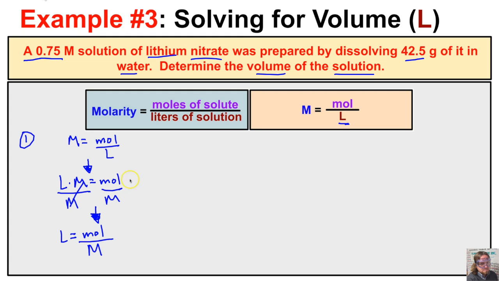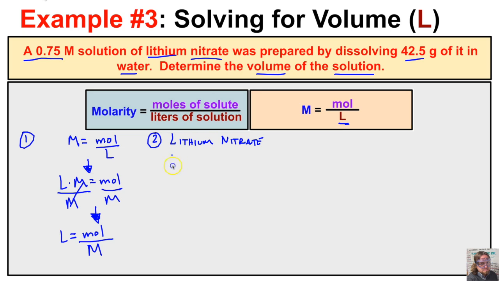And so if we take a look, what's happening here? Do we know the number of moles? No, we don't. We know the number of grams, right? We know the number of grams of lithium nitrate. So what we first have to do is figure out what the molar mass of lithium nitrate is, so that we can convert grams to moles and plug it in right here. So if we take a look, we have lithium nitrate as our solute.